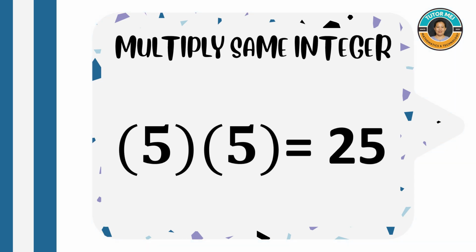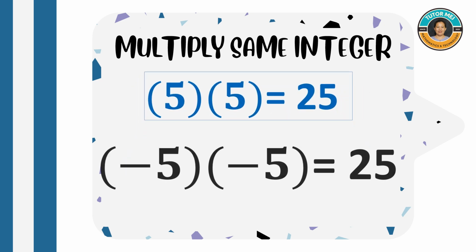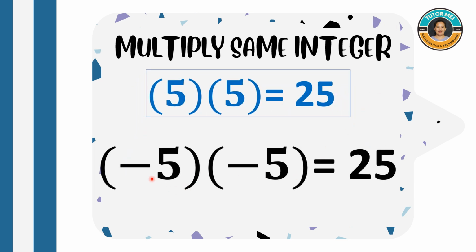To check our answers, let us multiply positive 5 times positive 5. So that is equal to positive 25. Multiplying negative 5 times negative 5 will also give us positive 25.